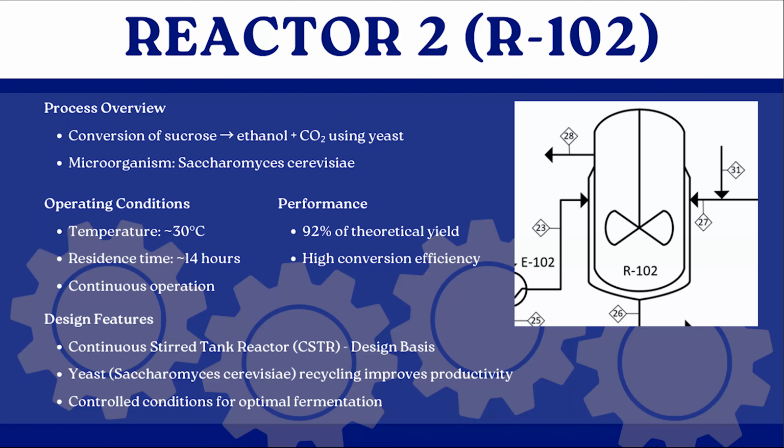One of the most important units in the plant is reactor 2, which is the main fermentation reactor. In this unit, sucrose is converted into ethanol and carbon dioxide using the microorganism Saccharomyces cerevisiae. For plant-wide design calculations, this reactor was modeled on a continuous stirred tank reactor basis to determine the required feed and output flow rates needed to achieve the annual production target.